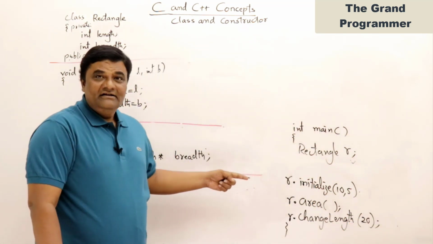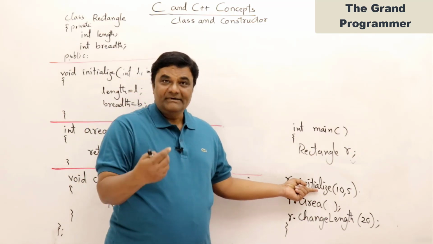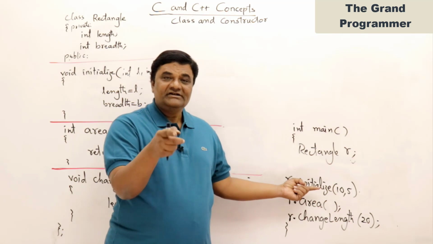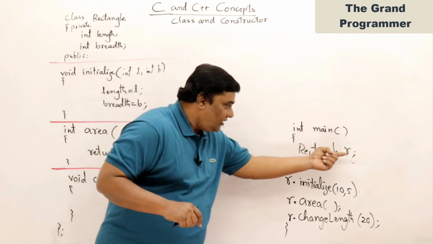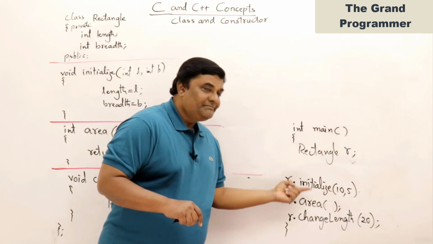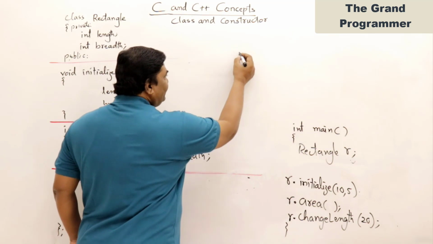Now you can see that earlier the initialize function was taking a rectangle as a parameter. Now the initialize function itself is a part of rectangle. So this is an object and these are the functions, member functions of that object. So once you create a rectangle, what are the things you get?